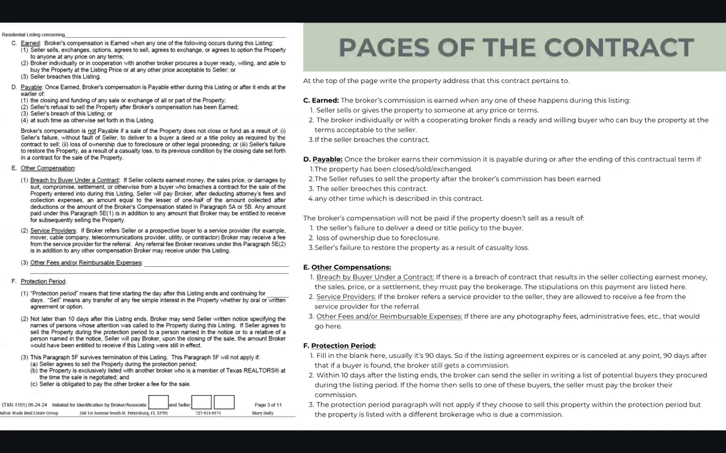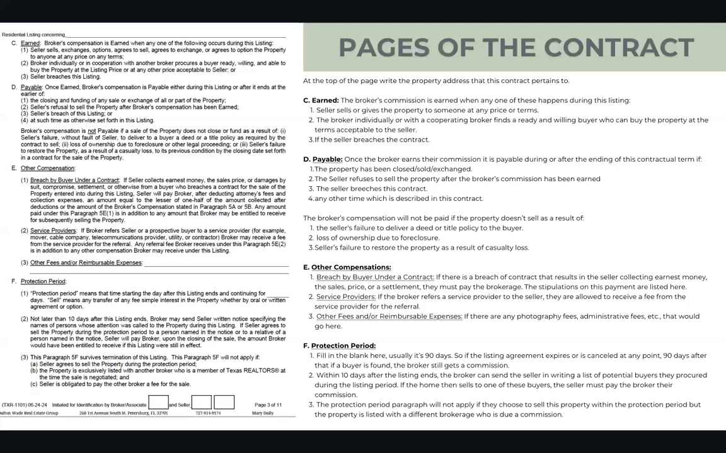D is payable. Once the broker earns their commission, it is payable during or after the ending of the contractual term. If, number one, the property has been closed, sold, or exchanged. Number two, the seller refuses to sell the property after the broker's commission has been earned. Number three, the seller breaches the contract. Number four, any other time which is described in this contract.